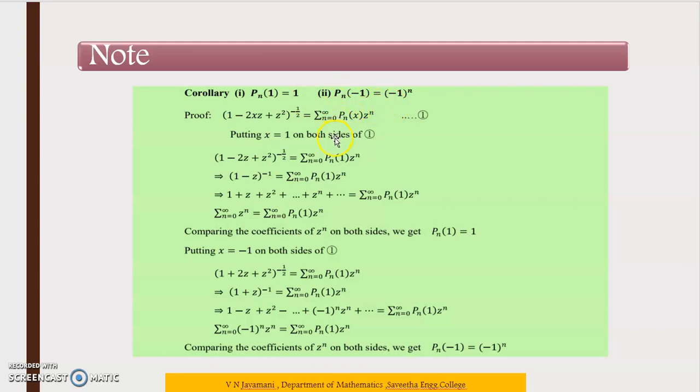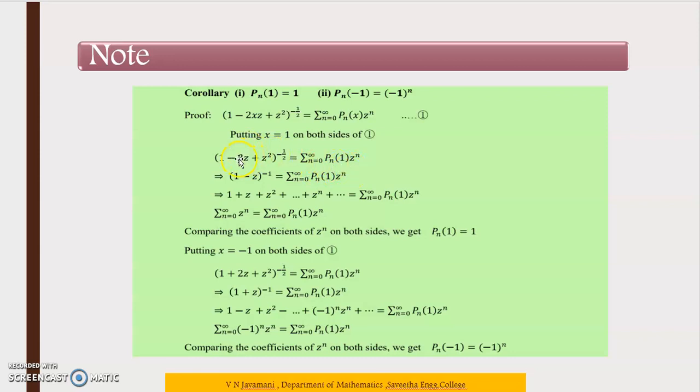So we are going to see the proof of these two corollary terms. That is, consider the generating function (1 - 2xz + z²)^(-1/2) = summation n = 0 to infinity Pn(x) z^n. So here put x = 1 on both the sides. So we get (1 - 2z + z²)^(-1/2) = summation n = 0 to infinity Pn(1) z^n.